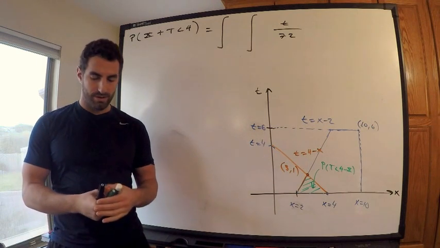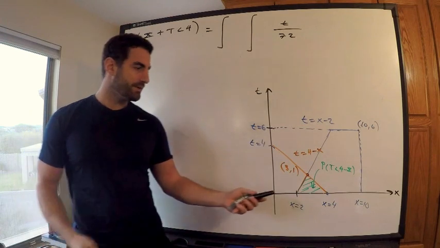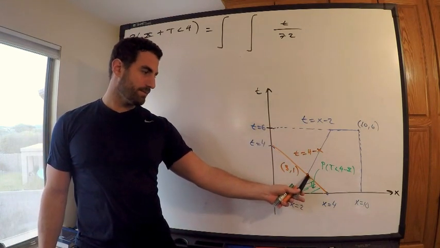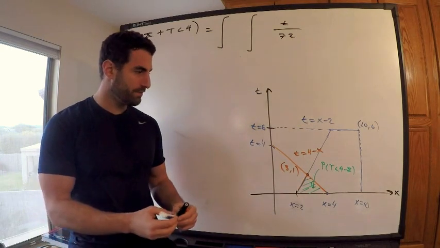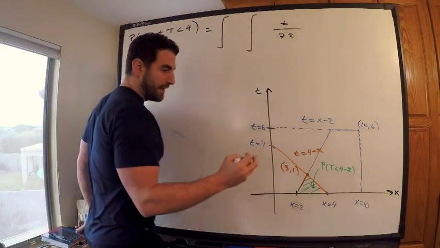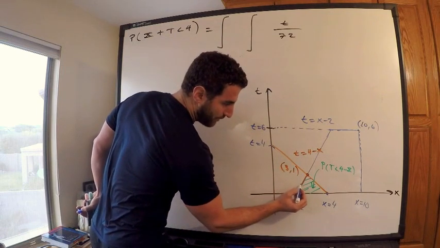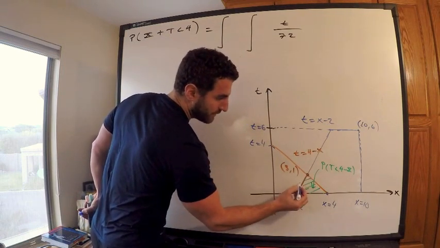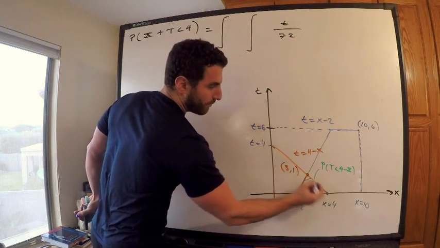Well, if you know a thing or two about integration, you know that integrating with respect to t first will be a nightmare. If I integrate with respect to t first, I'll have to do two integrals because of this corner. This corner messes everything up. But if I integrate with respect to x first, we're in good shape because x is going to have non-constant bounds of integration. x is going to go from the blue line, which is x minus 2, or t plus 2, to the orange line, which is going to be 4 minus t.